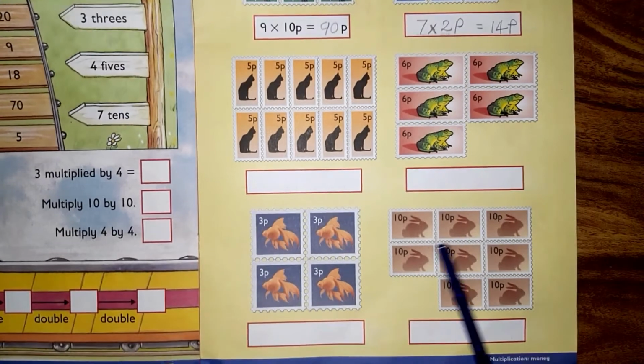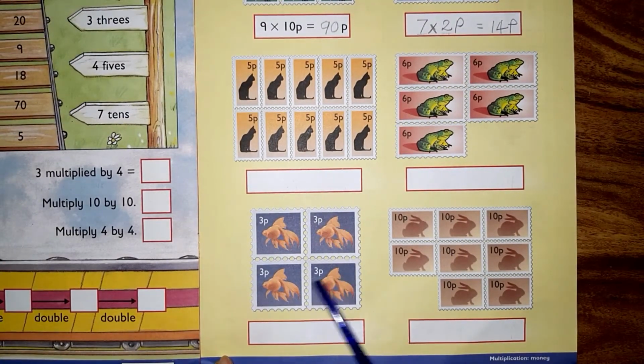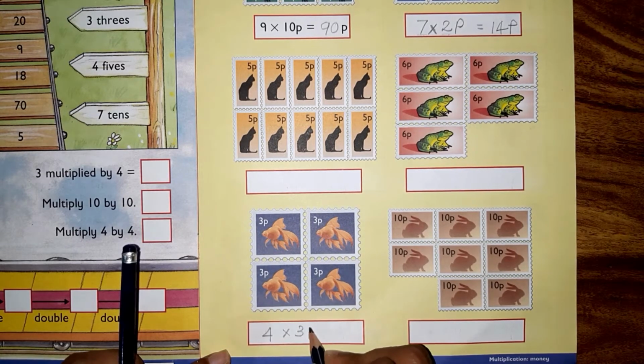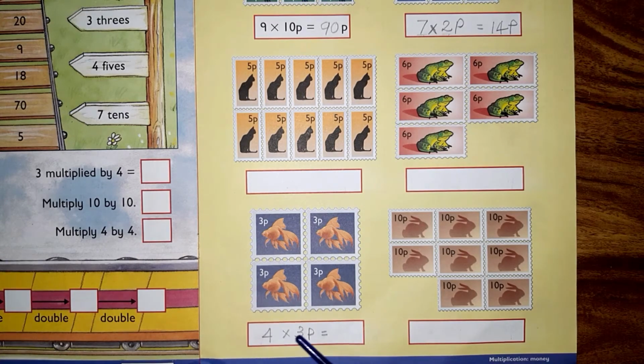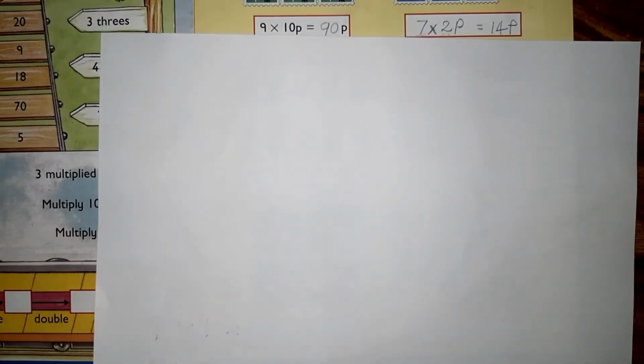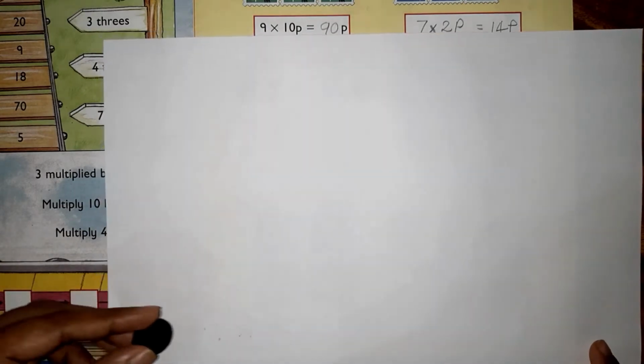Now look at here. These 4 stamps. One stamp has a price of 3 pence, and how much altogether? How many threes are there? 1, 2, 3, 4. 4 threes. That means 4 times 3 pence. We don't know these tables, so we can count this number by considering the objects that we have. Now look at here. It's 4 times 3. That means 4 sets of 3 objects, 3 pence.